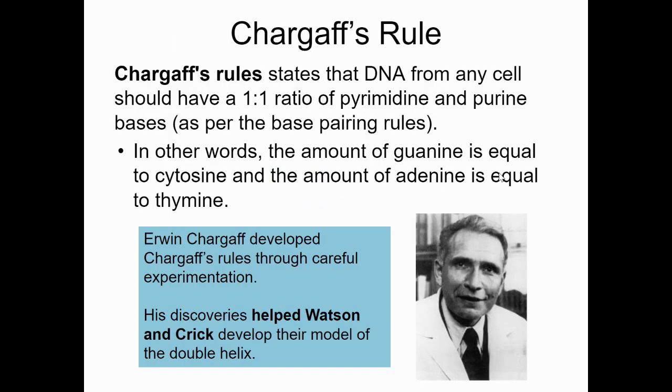Now, who discovered this? There was actually a scientist by the name of Erwin Chargaff. He actually found out and stated that DNA from any cell should have a 1-to-1 ratio between its pyrimidines and purines. So that's where we found out we had a base pairing rule. And his discoveries actually helped Watson and Crick develop their model of what's known as the double helix.